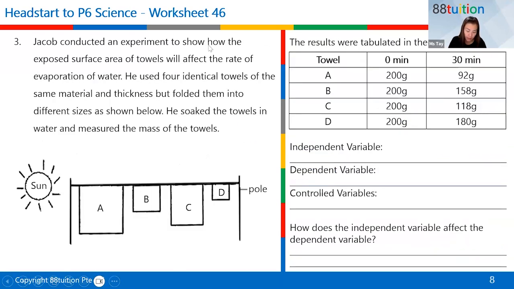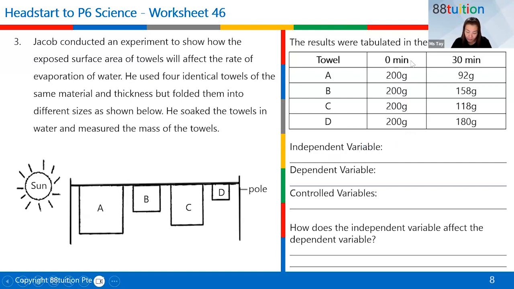Jacob conducted an experiment to show how exposed surface area of towels affects the rate of evaporation of water. All right, he used 4 identical towels of the same material and thickness, but folded them into different sizes as shown below. Okay, so he soaked the towels in water. After that, he measured the mass of the towel. So at the beginning, all the towels weigh the same, 200 grams. That means they contain the same amount of water.